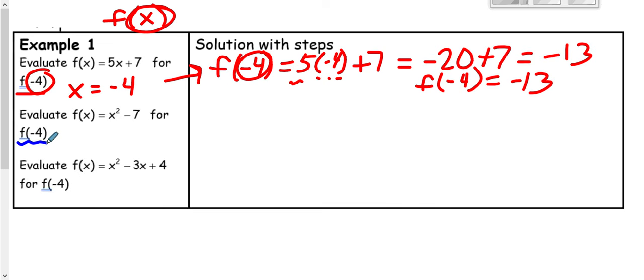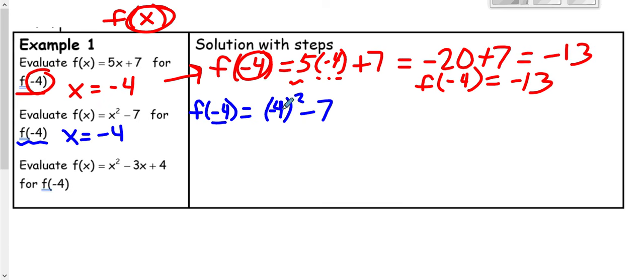Again, we're evaluating this function for f of -4, which means that x is going to equal -4. So f of -4 equals x squared minus 7, but remember, instead of x, we're putting -4. So -4 squared is positive 16, and 16 minus 7 is 9. So we can say that f of -4 for this function is 9.